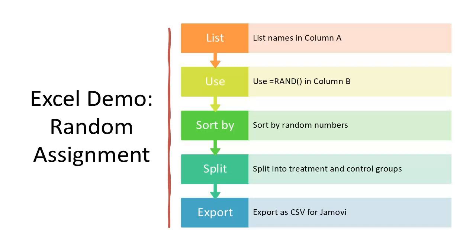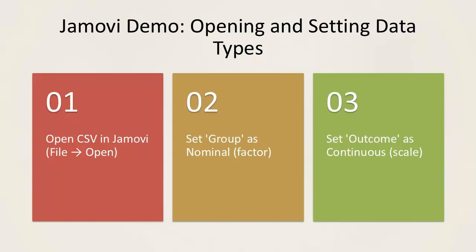Let's practice random assignment. Enter your subjects' names in column A of Excel. In column B, type =RAND() to generate random numbers. Sort the list by those numbers. Divide the list into treatment and control groups. Save as CSV so Jamovi can open it. Next, we'll analyze in Jamovi.